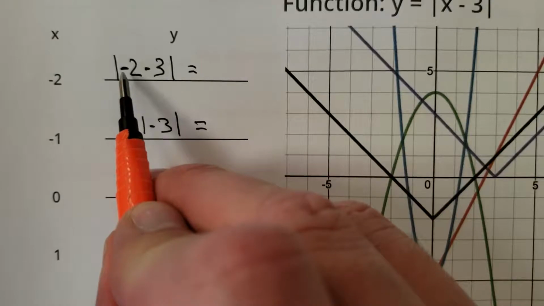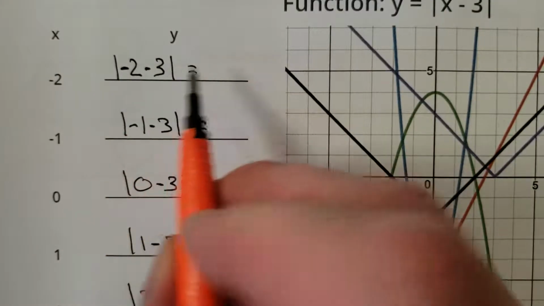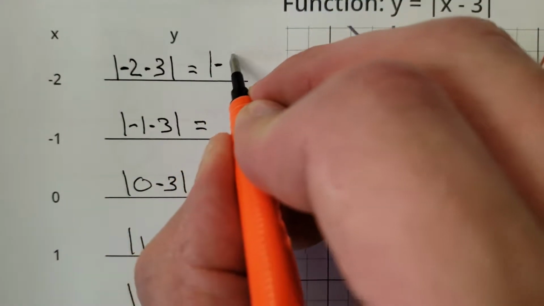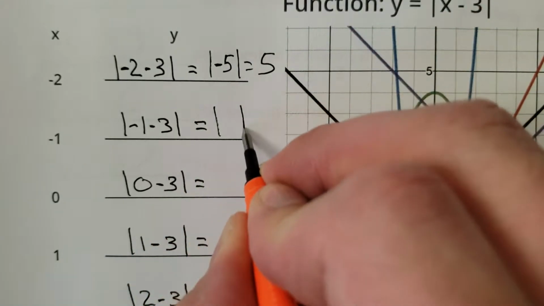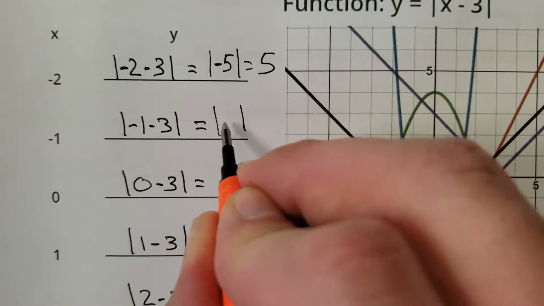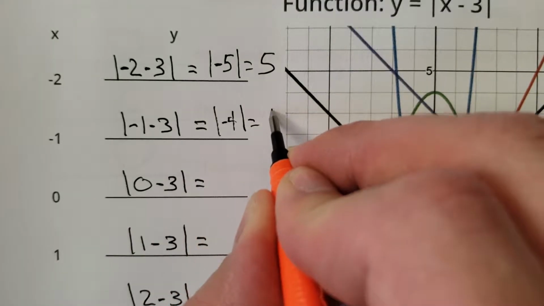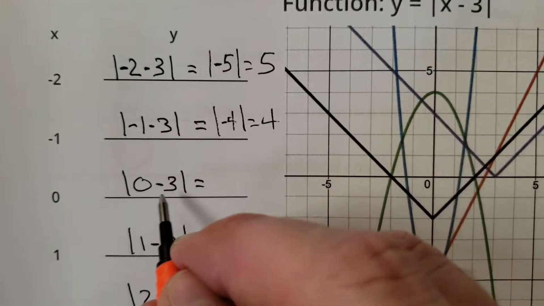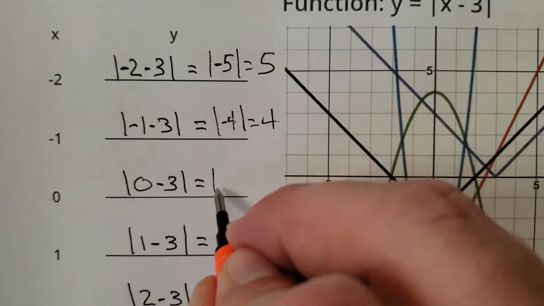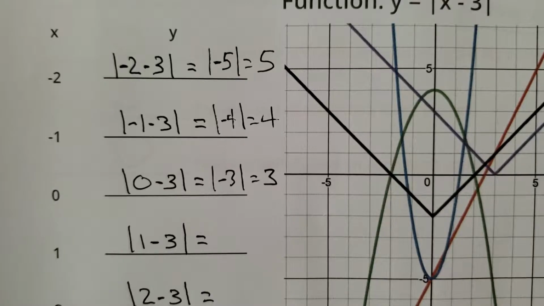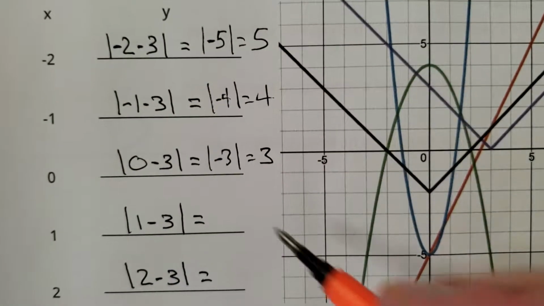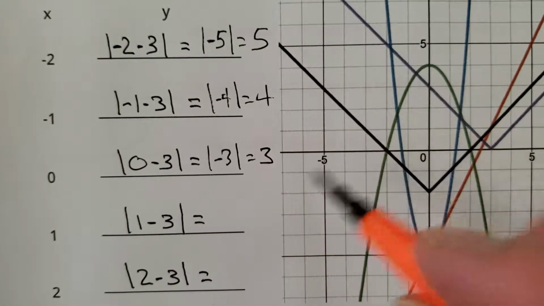So here we go. -2 minus 3 would be the absolute value of -5, which would just be 5, okay? -1 minus 3 would be the absolute value of -4, which is just 4. I kind of see a pattern here. Let's see, 0 minus 3 would be -3, so that's just going to equal 3. Again, absolute value is the distance from 0, so -3 is actually 3 away from 0.